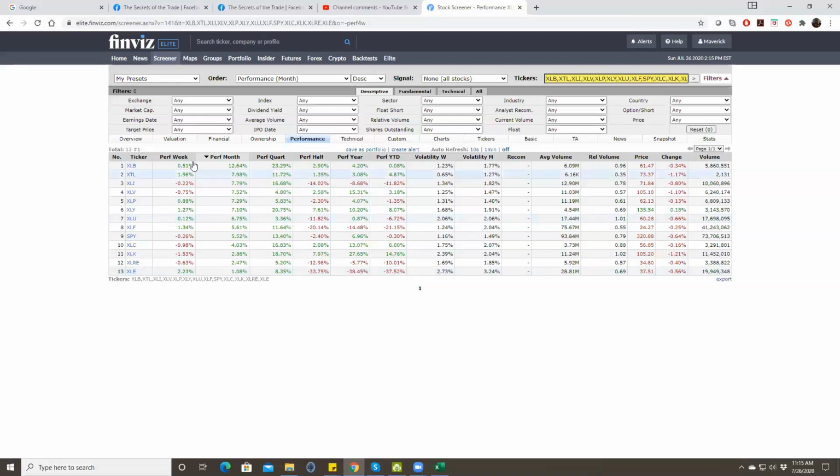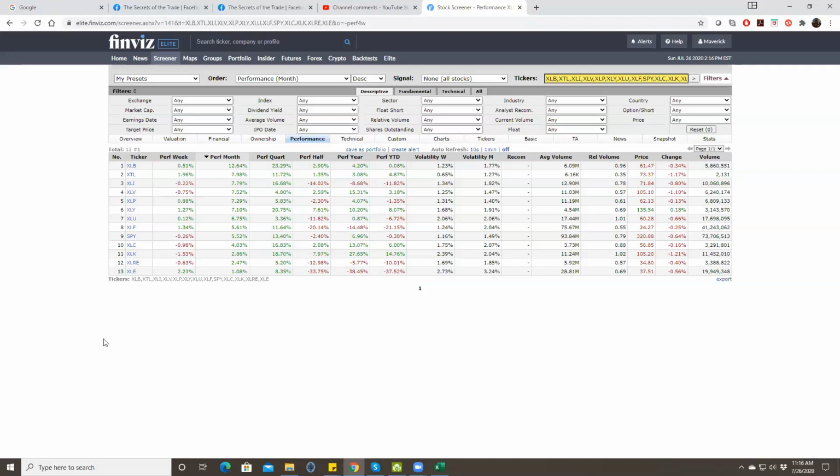In fact, if we sort this by the week, you'll notice that energy was the best performing sector over the last week. It was the worst performing sector over the last 30 days. So that tells you that there's an opportunity. The question is, why is energy surging? Are we getting an uptick in energy prices? Is it a seasonal change? Is it just an opportunity to catch something at the bottom and bid it up?